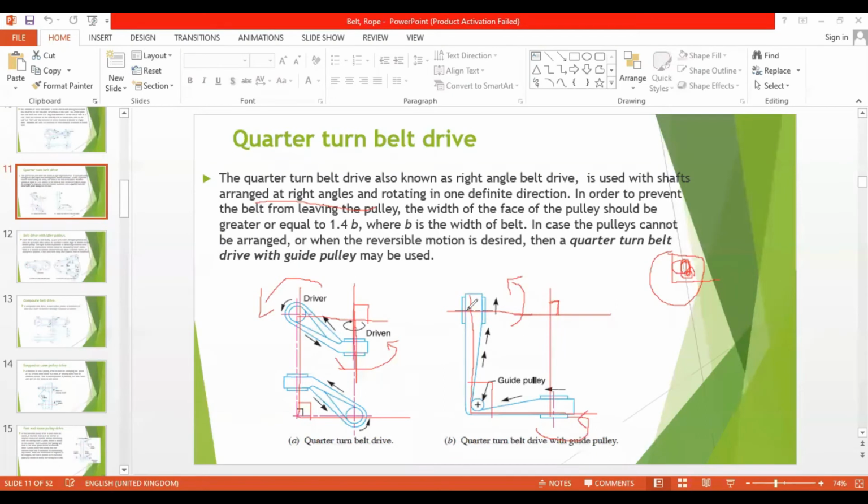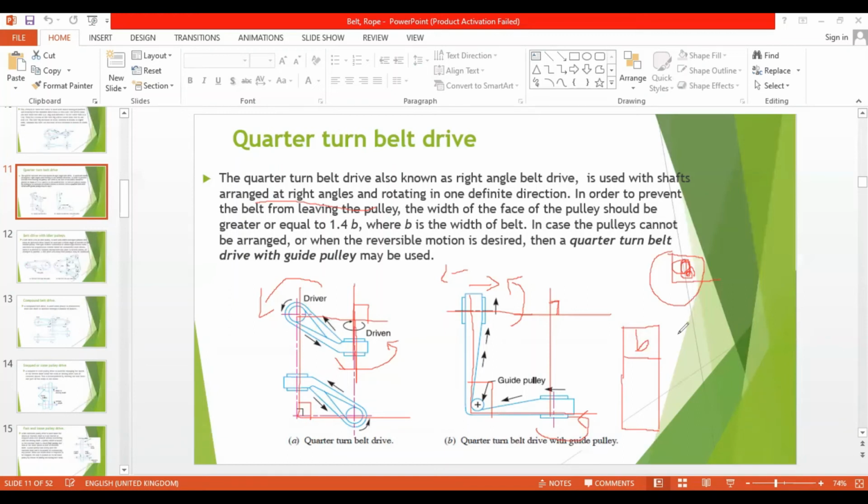In order to prevent the belt from leaving the pulley, there is a possibility that the belt may move to this side or that side and move out of the pulley. So in order to prevent this, the width of the face of the pulley should be greater than 1.4 B, where B is the width of the belt. If I consider this as the width of the belt, we'll keep this as the length, and this is the width of the belt, so I put it as B.